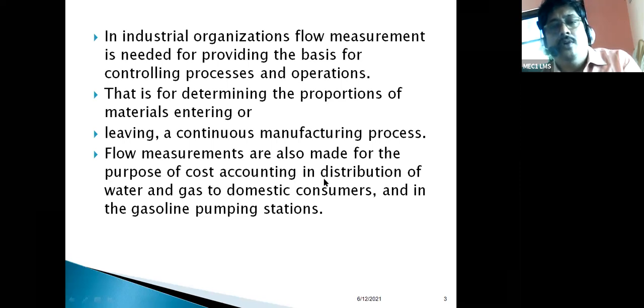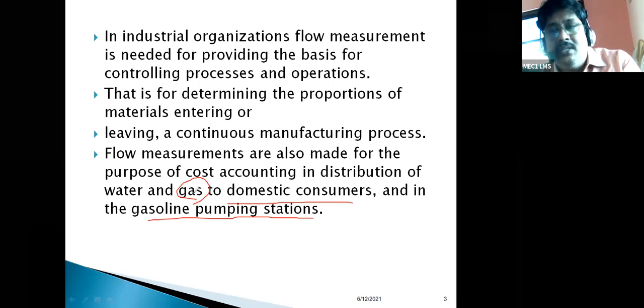Then flow measurements are also made for the purpose of cost accounting in distribution of water and gas to domestic consumers and in the gasoline pumping stations. These are the applications where it is used. In domestic consumers, that means gas. For example, in household appliances we are using HP gas or Indian gas, and we are connecting it with the help of a small pipeline to the gas stove, right? So there, the discharge of the gas should be fixed.